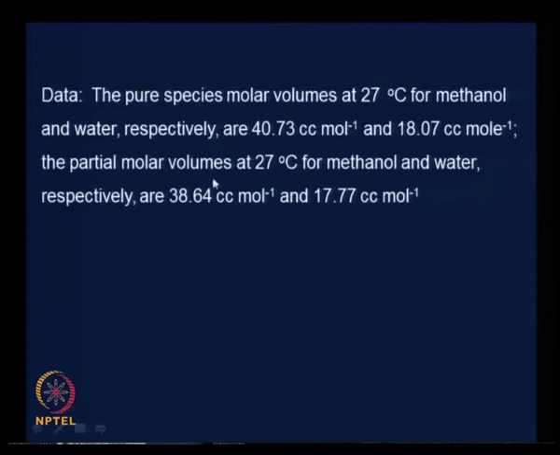The partial molar volumes are also given at 27 degrees C. For methanol it is 38.64 centimeter cube per mole, and for water the partial molar volume is 17.77 centimeter cube per mole. Note this difference right here: 18.07 for the pure component, whereas in this particular case it happens to be 17.77, a significant difference here.